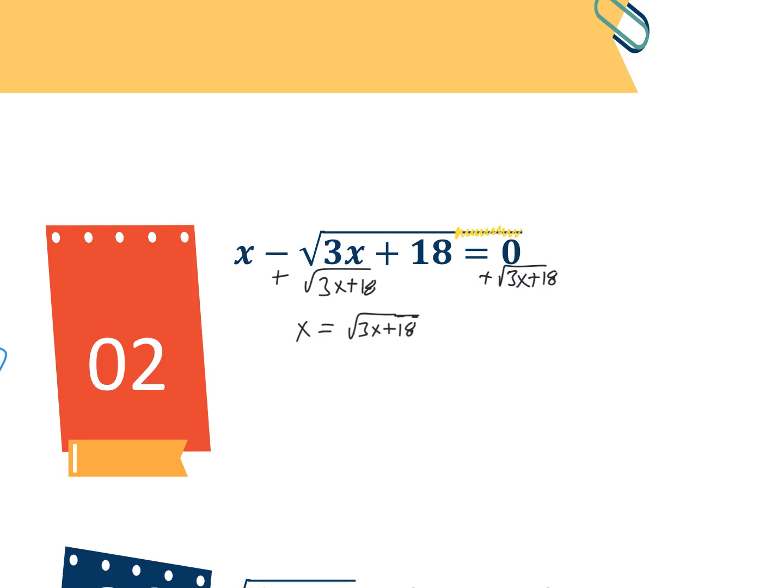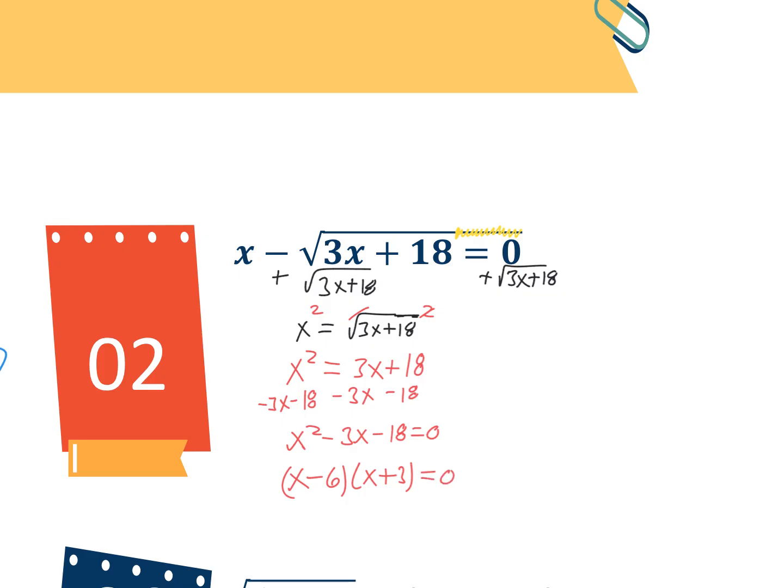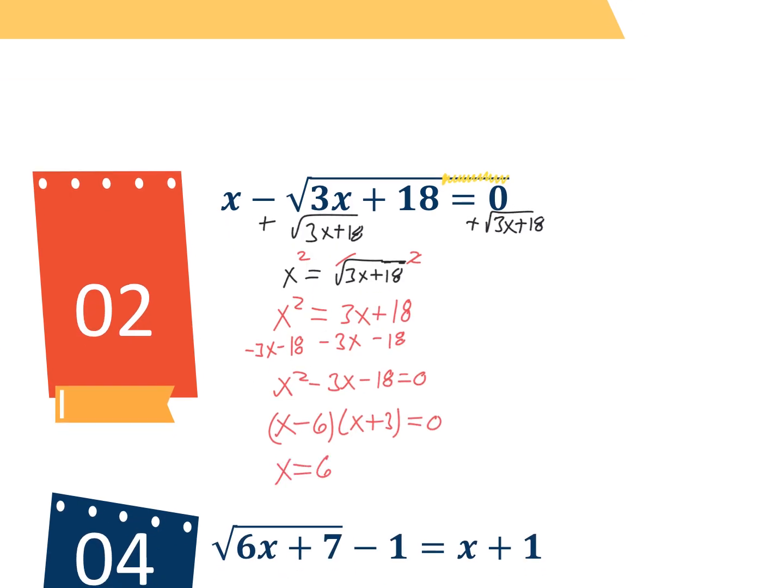So again, the goal here is to get the square root by itself. Once we get the square root by itself, I can square both sides, and doing that is going to cancel out the square root. So we end up with x squared equals 3x plus 18. Then I can set this equal to 0 and factor it. I subtract 3x, subtract 18, and end up with x squared minus 3x minus 18 equals 0. This gets us (x minus 6)(x plus 3) equals 0, and so I get x equals 6 and x equals negative 3 as our answers.